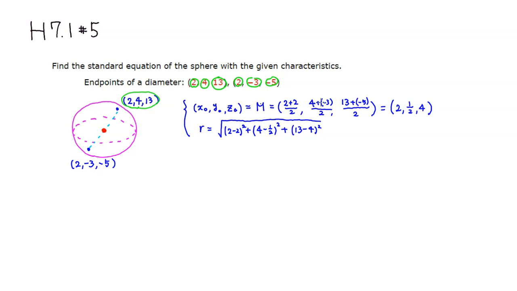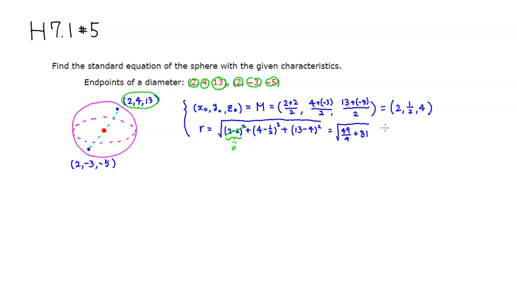Let's clean it up a little bit. The first term is 0, so I'm going to scratch that one out. Then we have the square root of 4 minus 1/2, which is 8 over 2 minus 1/2, so 7/2. Squared, 7 squared is 49, 2 squared is 4. Plus 13 minus 4 is 9, and 9 squared is 81.